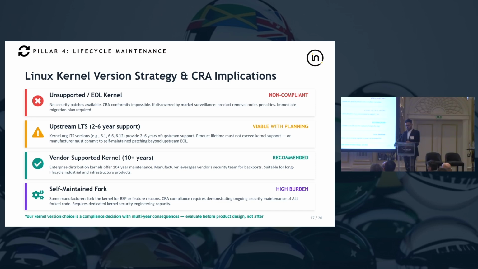Next are your vendor-supported kernels. These typically support 10 or more years of maintenance, and enterprise distributions support even longer support cycles. And fourth is self-maintained forks. This is the highest technical burden on your team. If you are choosing to have a kernel that is end of life, you have to commit that all vulnerabilities are patched, and you have to provide evidence for it. Every patch, every backport, every security fix requires a dedicated kernel security engineering capacity at your facility.